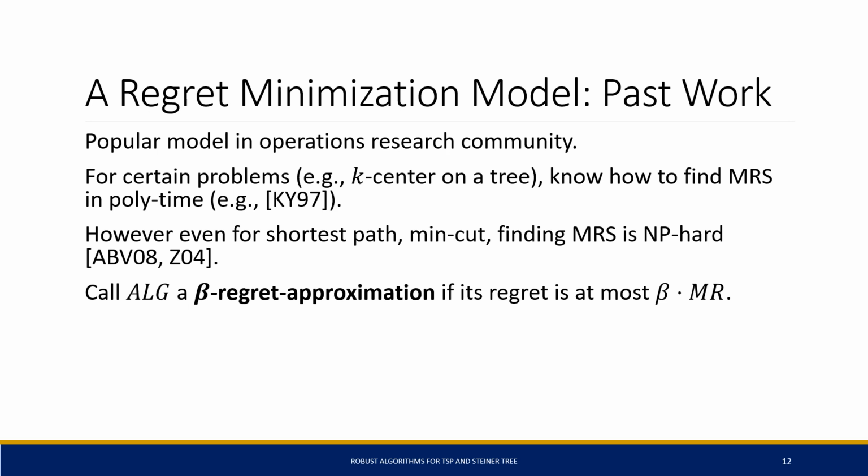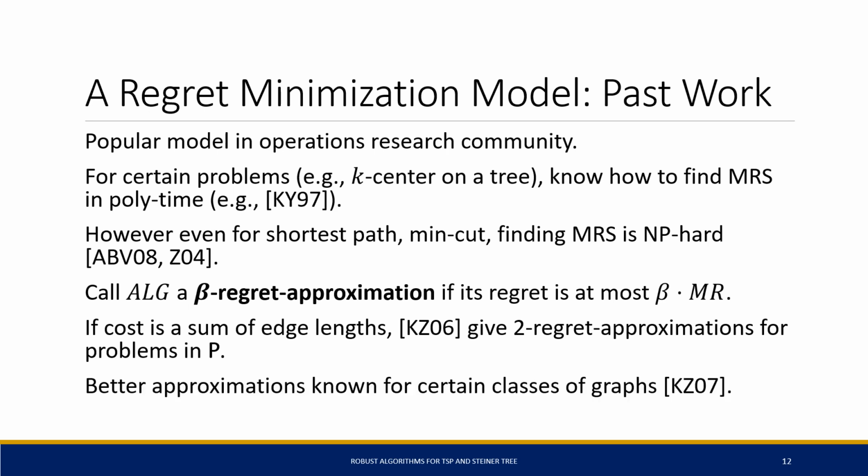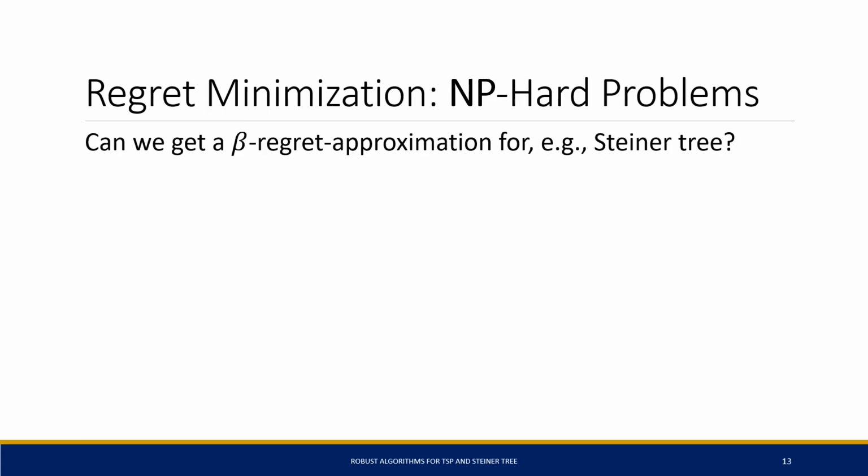So given this definition, it's actually known that for any problem where the cost is the sum of edge lengths, so this includes shortest path and minimum cut, we can get a 2 regret approximation for problems in P. And there are certain classes of graphs where we can improve the approximation factor from 2 to something like 1 plus epsilon. So in the previous slide, all the problems I discussed results for are problems which the classical version is in P. So natural question is, for example, can we get a beta regret approximation for Steiner tree?